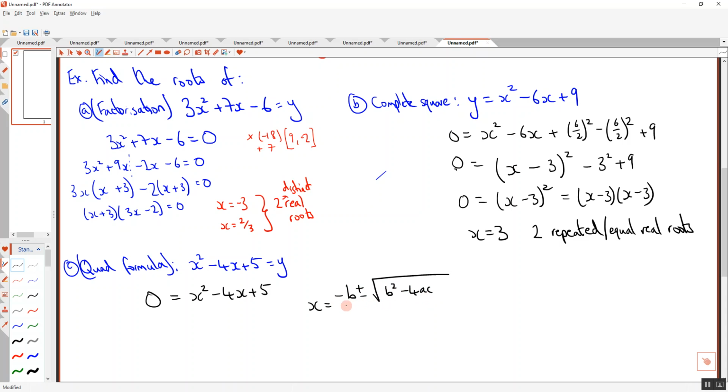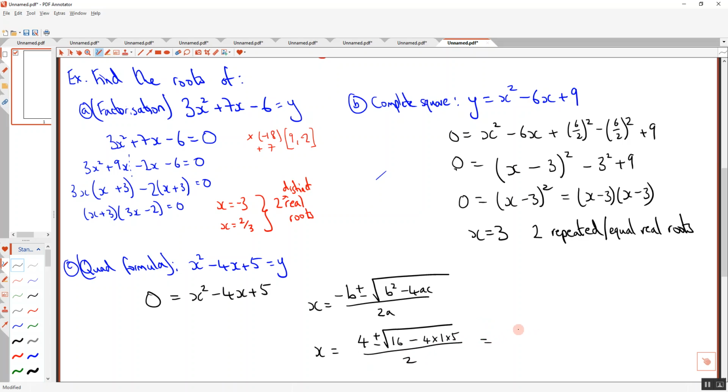So, minus b. Put these numbers into the formula for me, Jesse. I put it as 4, because it's negative, negative. Plus and minus the square root. I kind of jumped steps, but it would be negative 4 squared, which I wrote down as 16. Minus 4 times 1 times 5, all over 2 times 1.